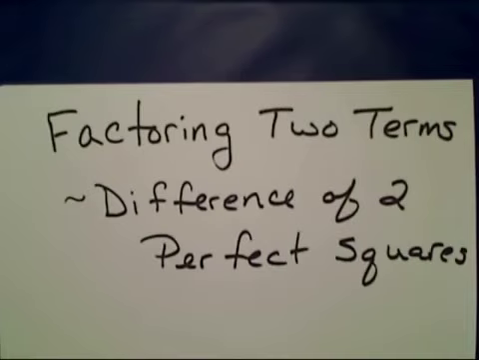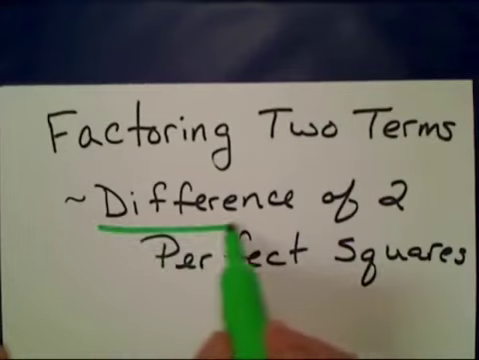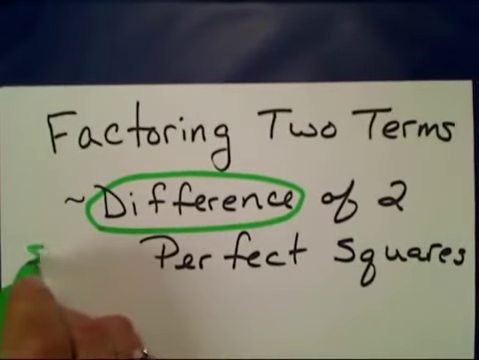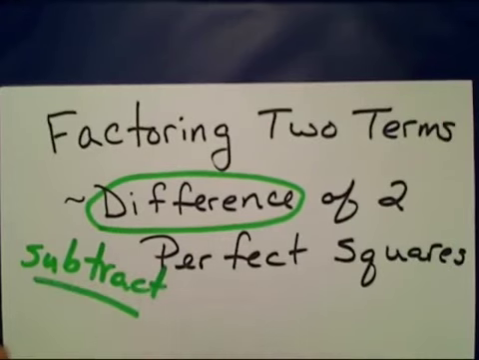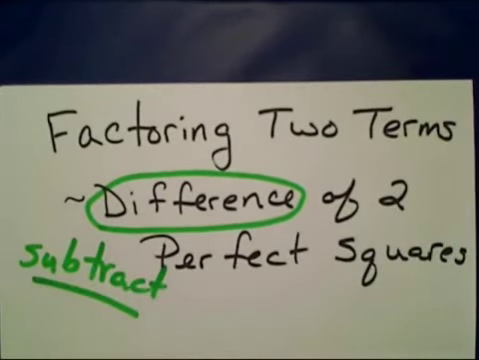In math land, difference means subtraction. So I'm looking for a subtraction of 2 perfect squares. Now, what are perfect squares? Well, perfect squares are any number that can be broken down to some number times itself.